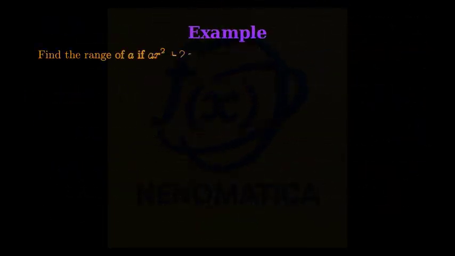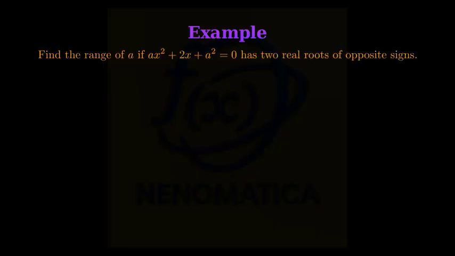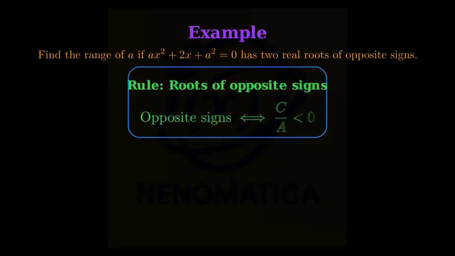Example, if the equation ax squared plus 2x plus a squared equals 0 has two real roots of opposite signs, find the range of a. Step 1. For a quadratic ax squared plus bx plus c equals 0, having roots of opposite signs means the product of the roots is negative. The product equals c over a, so the condition is c over a is less than 0.